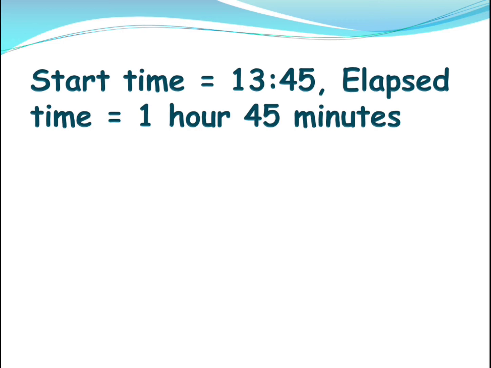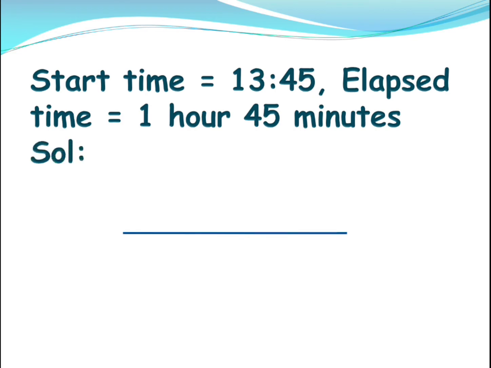So the start time is 13:45, that is 1:45 p.m. in 12-hour. Elapsed time is 1 hour 45 minutes. That means from 13:45 you have to move forward. We have to find the end time. So whenever we are finding the end time, you need to move forward. Okay, if you are finding the start time, you have to move backwards. Okay, when you are finding the end time, you have to move forward. So let's draw.